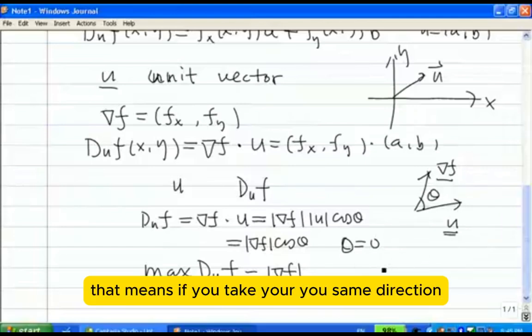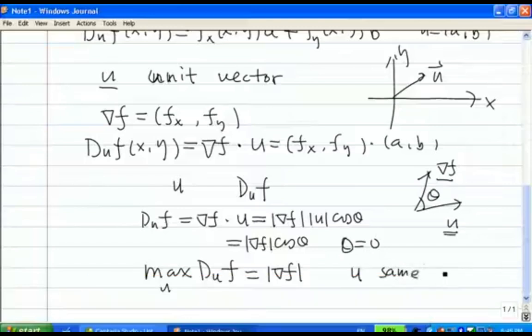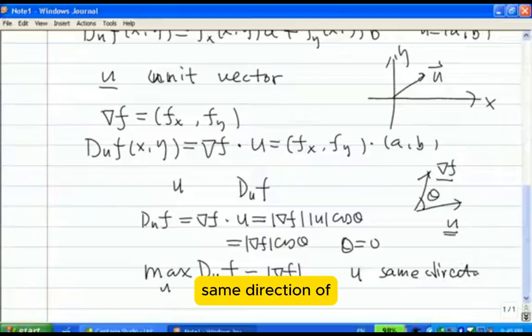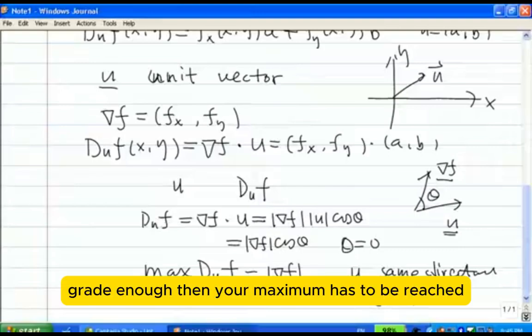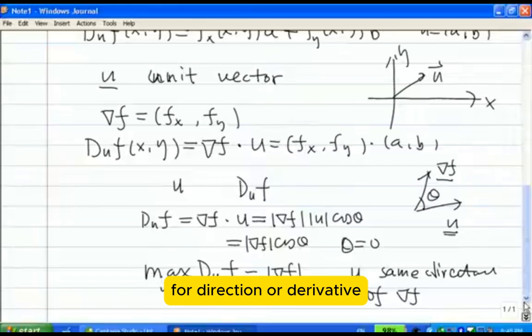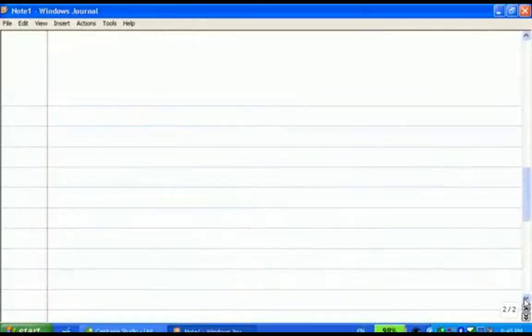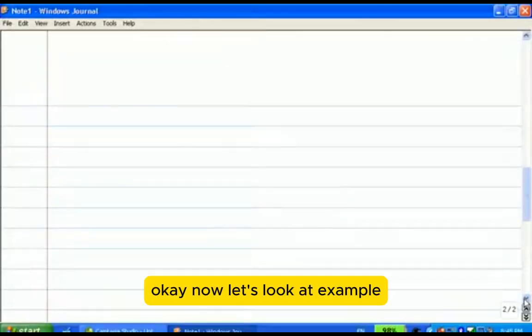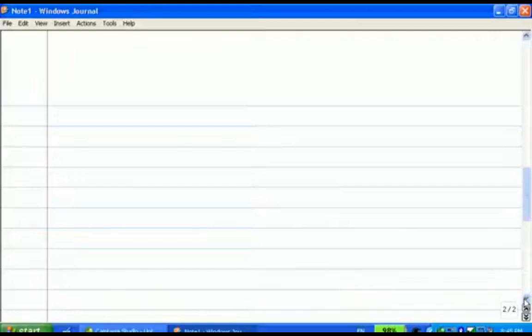What does that mean? That means if you take your u in the same direction as the gradient f, then the maximum of the directional derivative has been reached. Okay, now let's look at an example.